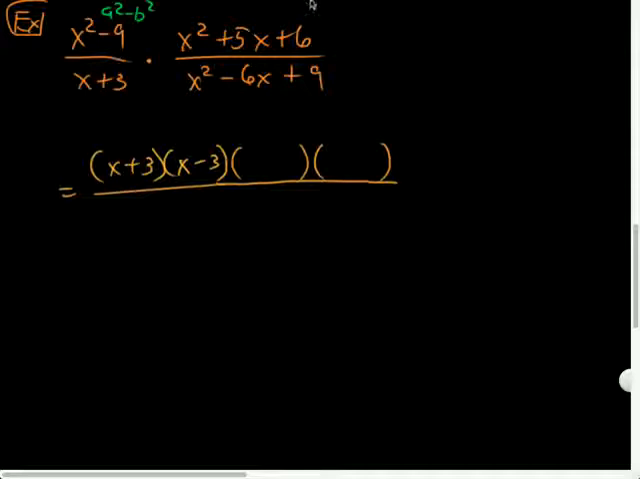Well, I would find the factors of 6, which are 1 and 6, 2 and 3. Which of those add to be 5? Well, that's the 2 and the 3. So I'm going to have an x plus 2, x plus 3, and that's going to be plus plus.